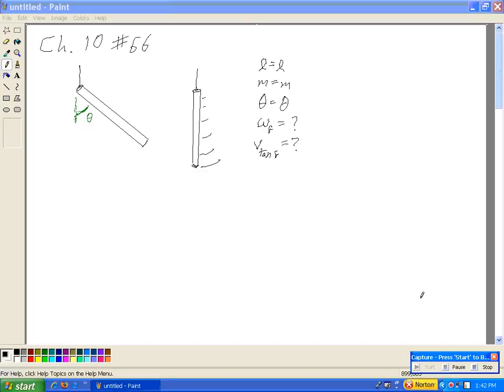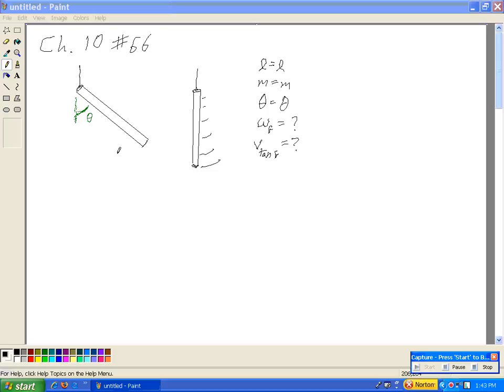Chapter 10, number 66. It's actually a little complicated trying to understand what the problem is asking. But you should really read what the problem is asking and then compare that to what I have up here. Because it talks about a thin rod suspended freely from one end. So notice that this is suspended freely from one end.